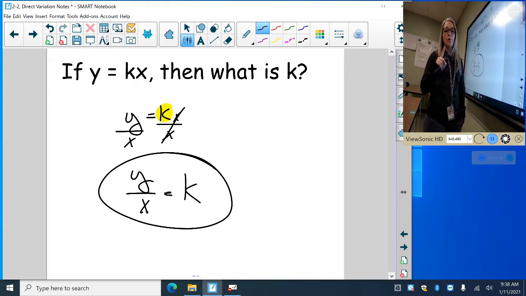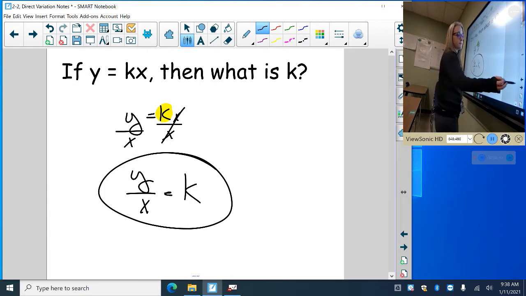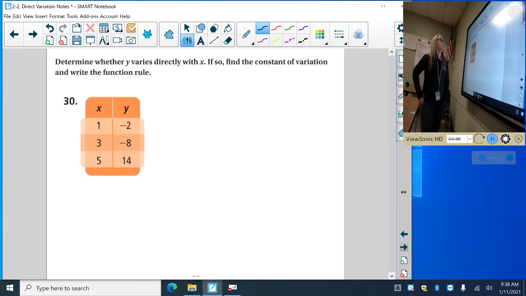So if you're given 1 point in direct variation, you automatically know the slope, or you know the constant of variation. So determine whether y varies directly with x, and if so, find the constant of variation and write the function rule. There's a lot of information in those directions, and you're going to be asked to do this again.